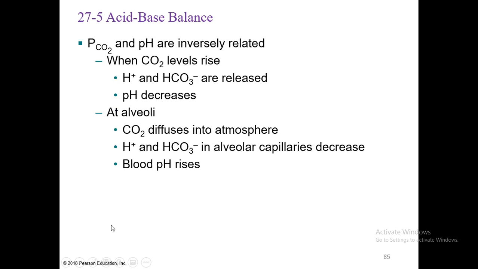So the partial pressure of carbon dioxide and pH are inversely related. When carbon dioxide levels rise, hydrogen ions and bicarbonate ions are released and the pH decreases. At the alveoli, the carbon dioxide diffuses into the atmosphere, and hydrogen ions and bicarbonate ions in alveolar capillaries decrease and the blood pH rises. So keep in mind that the pH decreasing is becoming more acidic. The pH rising means that it's becoming more basic. The lower you go, below 7, that's acidic. Above 7 is basic. So hydrogen ions being released make it more acidic. Hydrogen ions being taken up makes it more basic.